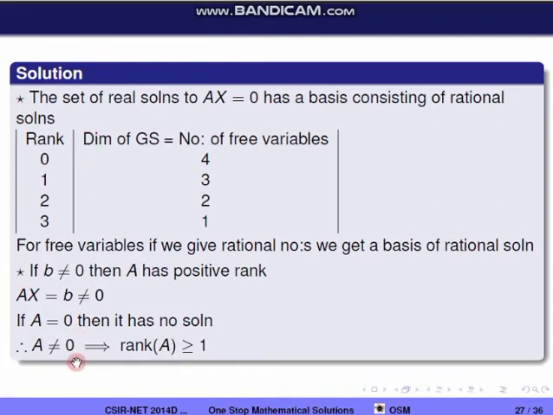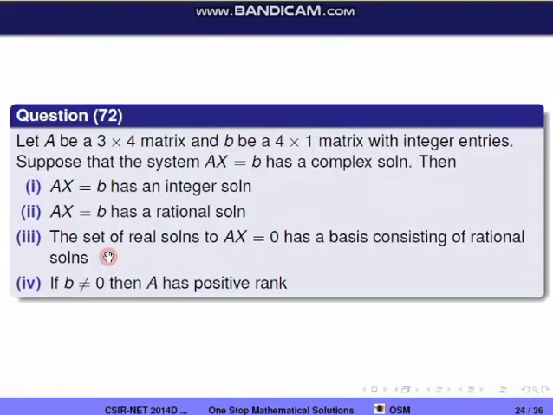Now we'll check the fourth option. If B is not equal to 0, then A has positive rank. So let Ax equal to B and B is non-zero. Suppose A equal to 0, then this system has no solution. It is a contradiction to the hypothesis given in the question that Ax equal to B has a complex solution. Therefore, A should be non-zero. So if A is non-zero, rank will be greater than or equal to 1. That is, rank is positive. So option 4 is correct. So we'll check the correct options. So the correct options are 2, 3, 4.